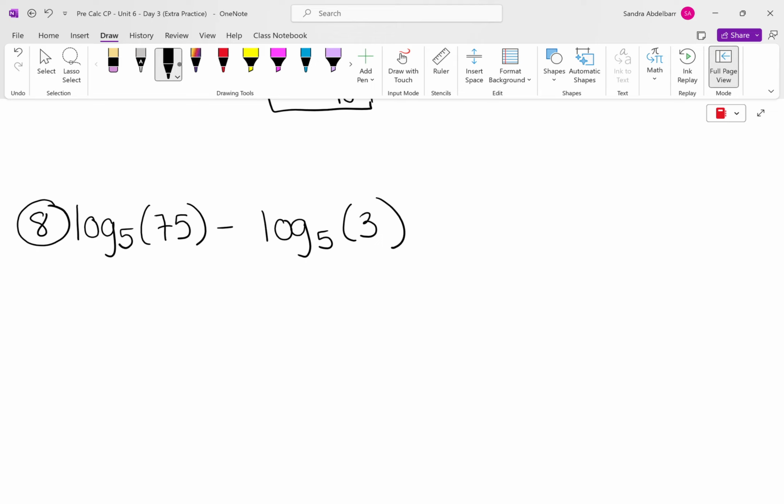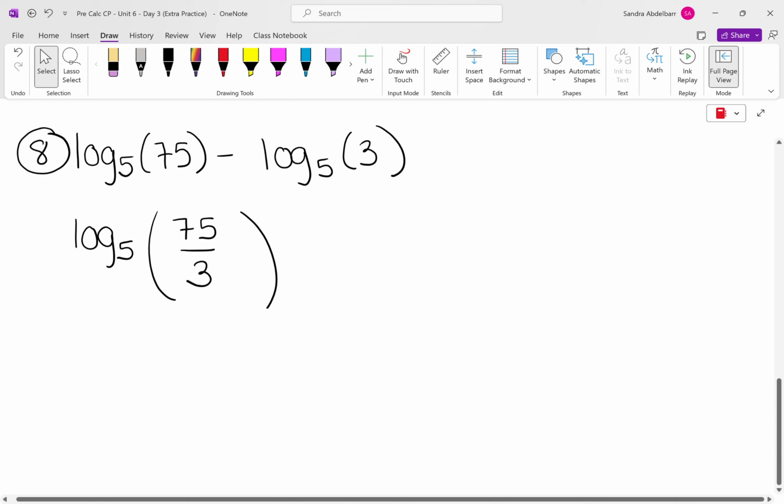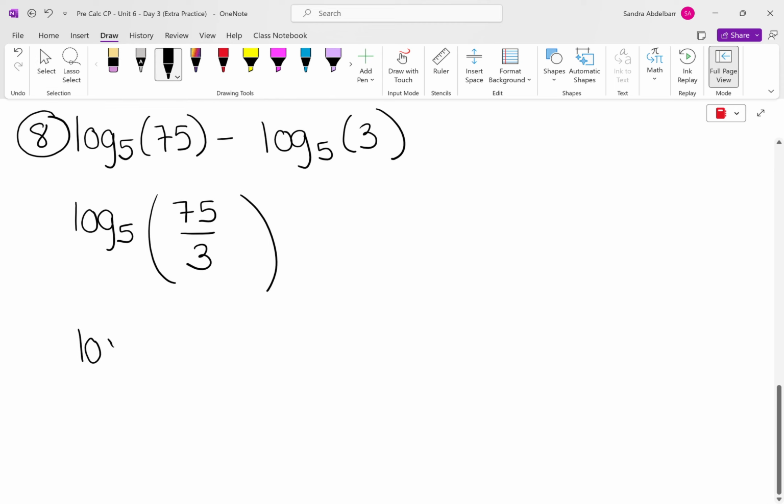Division. So what you do here is you're going to pull out just one log base 5 and then you're going to divide their arguments. So 75 divided by 3. And what's 75 divided by 3? 25. So now I have log base 5 of 25. So now that I got it down to 1 log, now we solve it.